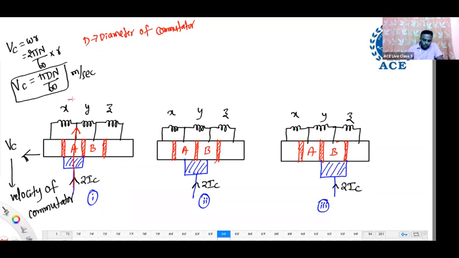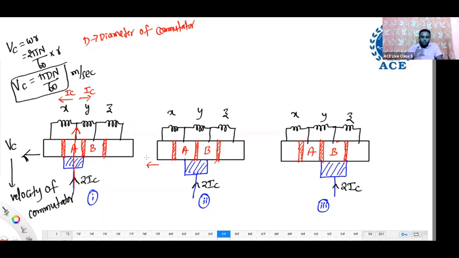Then the current equally divides: IC in this direction, IC in this direction. Or if you take IC here, IC by 2, IC by 2. So anyway, no change. Next, after a small time, the commutator is advanced a little.